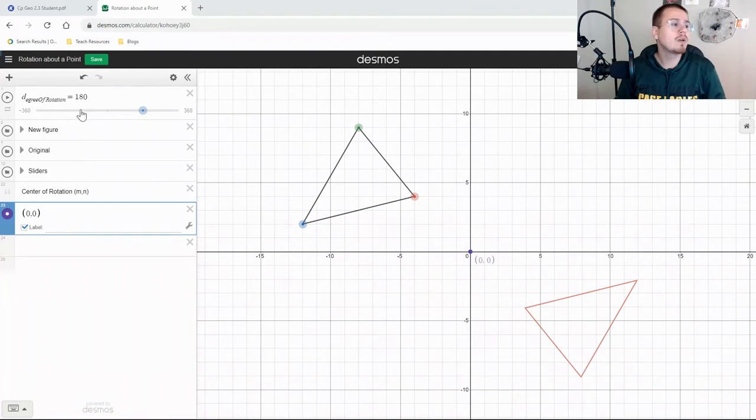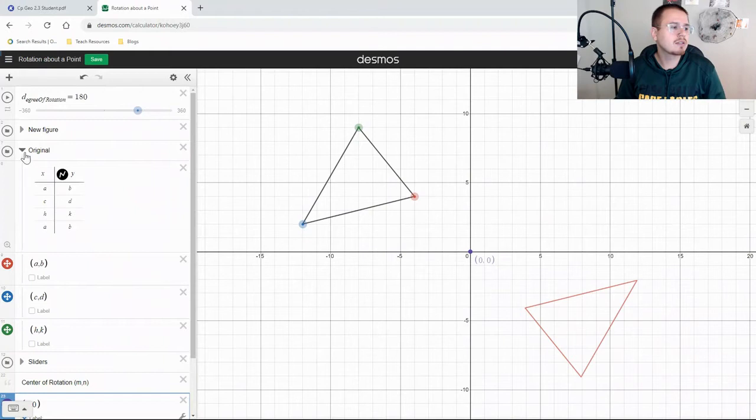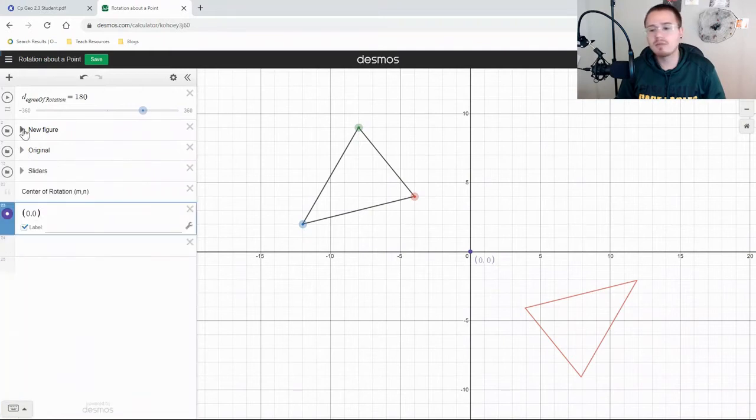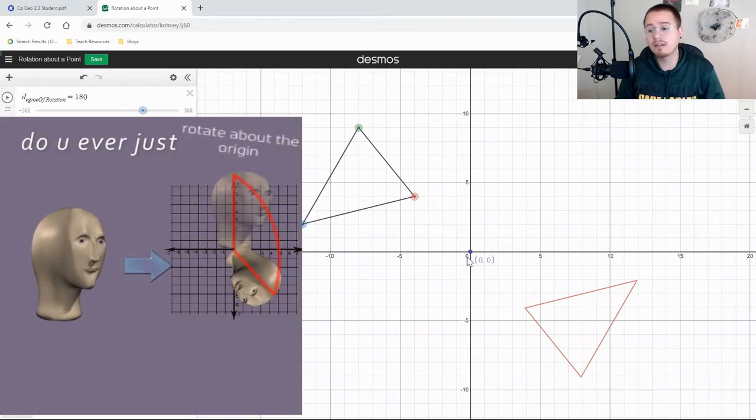We have a couple things to talk about here, and we have this thing called degree of rotation. In this image, we have the original object and the new object, the new figure. So we have the pre-image and image. Continue to use that verbiage. We have our center of rotation, which is a point, and in this case, it's currently set to the origin, 0, 0. I'll put the sliders back in so I can move it around.